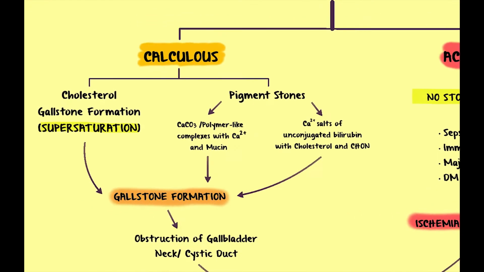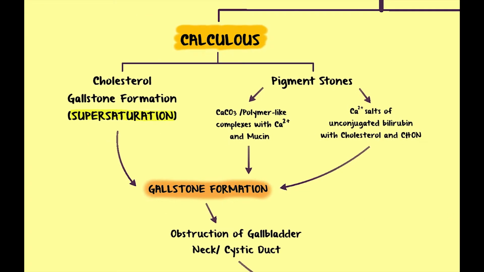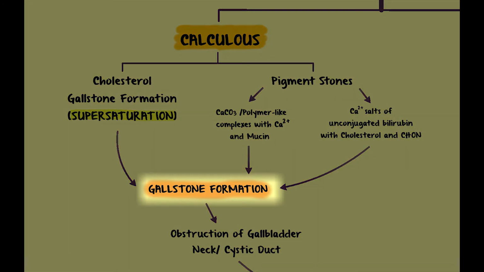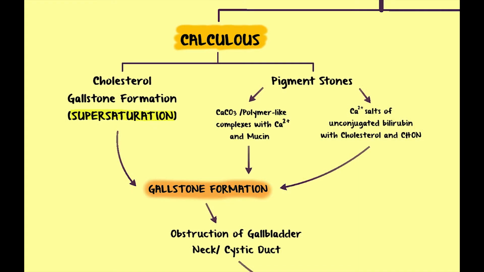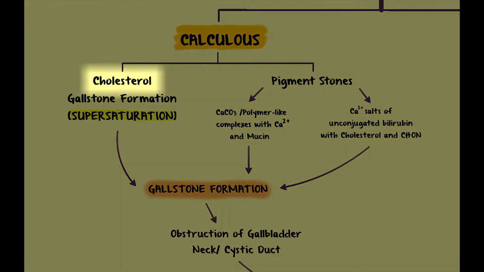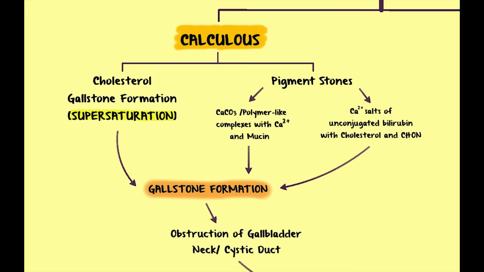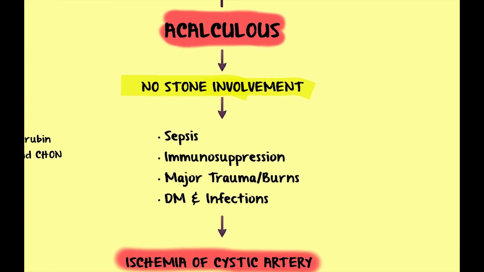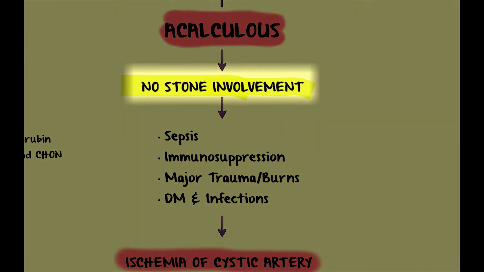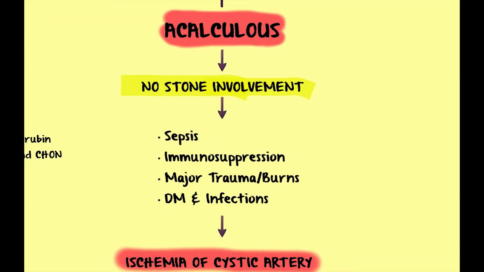Acute calculous cholecystitis comprises 90% of cases and is due to obstruction of the neck or the cystic duct by a stone. Gallstone or calculi formation is precipitated by supersaturation of cholesterol and combination of calcium salts with different substances making up pigment stones. On the other hand, acute acalculous cholecystitis has no stone involvement and is due to ischemia of the cystic artery, an end artery with no collateral circulation.